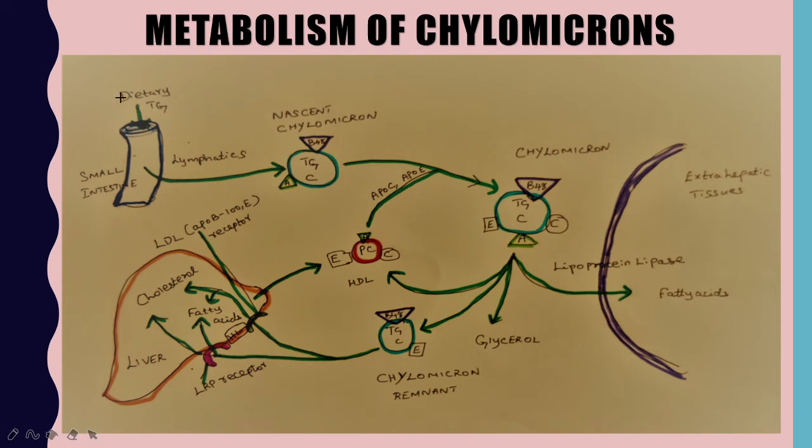From the dietary source, most of the dietary TGs will be absorbed in the small intestine, and through lymphatic circulation the nascent chylomicrons will enter into the blood circulation. The nascent chylomicron will be rich in TG and cholesterol, and will have apoprotein B48 and apoprotein A. During circulation, it will acquire apoprotein C and apoprotein E to form the mature chylomicron, which will have all apolipoproteins embedded into it.